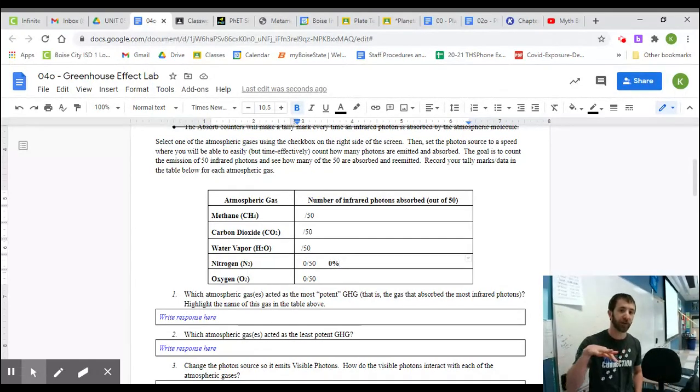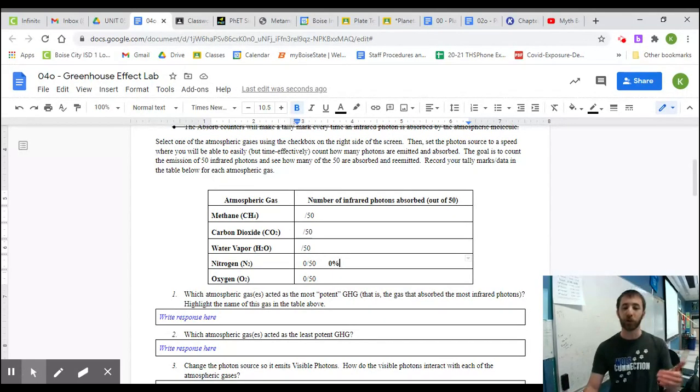Take a second to process that. This percentage represents the percent likelihood that an infrared photon will interact with that atmospheric molecule. So in this case, nitrogen, it's like 0%. Let's say we got 38 methanes out of 50. In that case, it would be like it has a 76% chance of interacting with methane. But do your math and pause right now. Calculate those percentages. Pause.